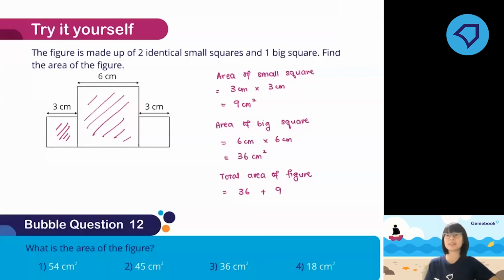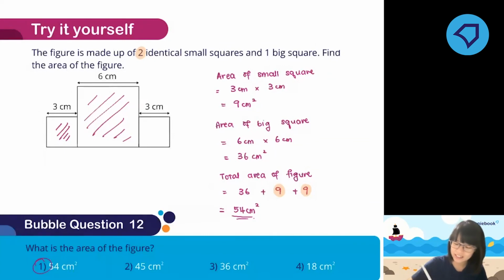You guys say, yes, I'm missing something. 9, thank you very much, Aloysius. Yes, I need to plus 9 because I have 2 small squares. All right, so I need to take 9 plus 9 over here. Okay, so 36 plus 9 plus 9, that will give me the final answer of 54 centimeter squared. So the answer would be option number 1. Yes, another 9. Thank you very much, Jaden. Okay, all right, excellent job.